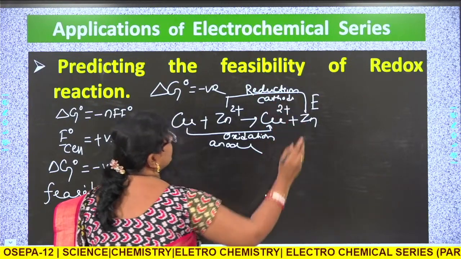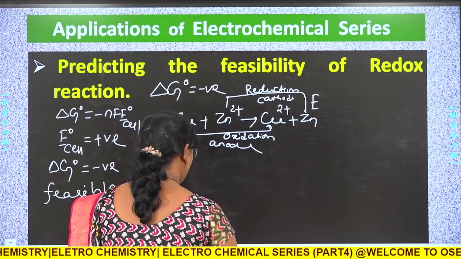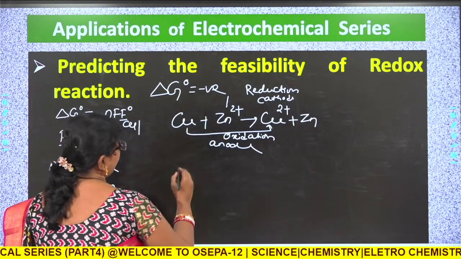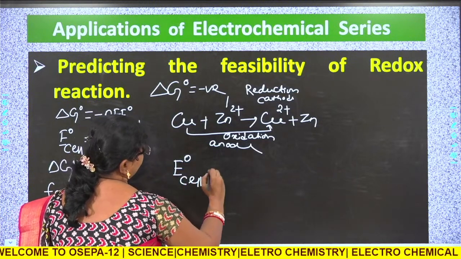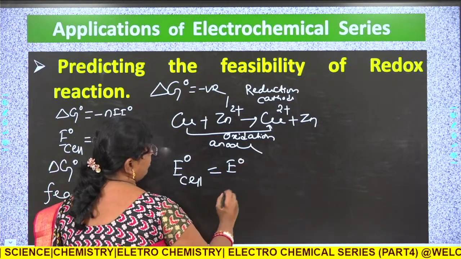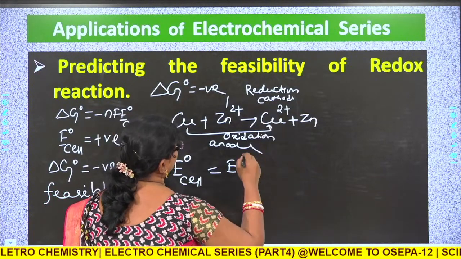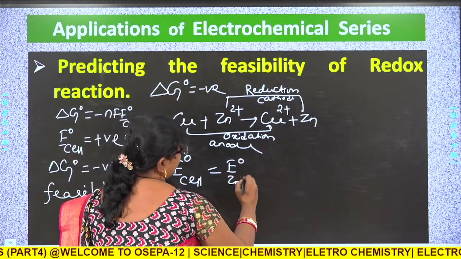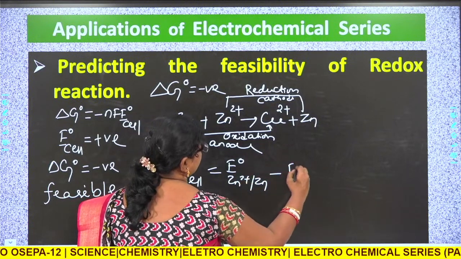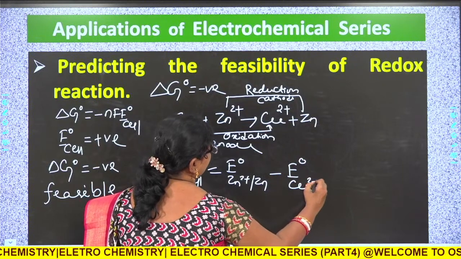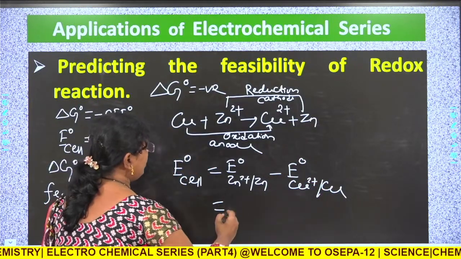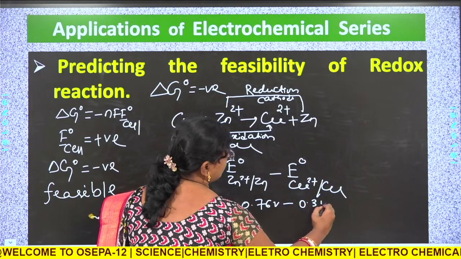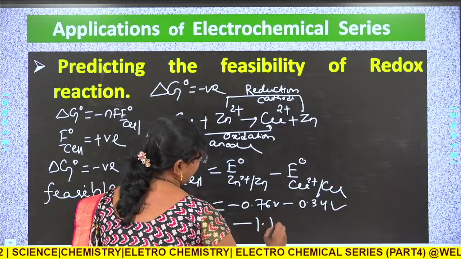Now you know which is cathode and which is anode. You know the values of their electrode potentials. So put the values and calculate E naught cell. Here zinc is your cathode. So put its value, Zn2+/Zn, minus Cu2+/Cu. Its value is minus 0.76 volt, minus that of copper, plus 0.34 volt. So you will obtain minus 1.10 volt.